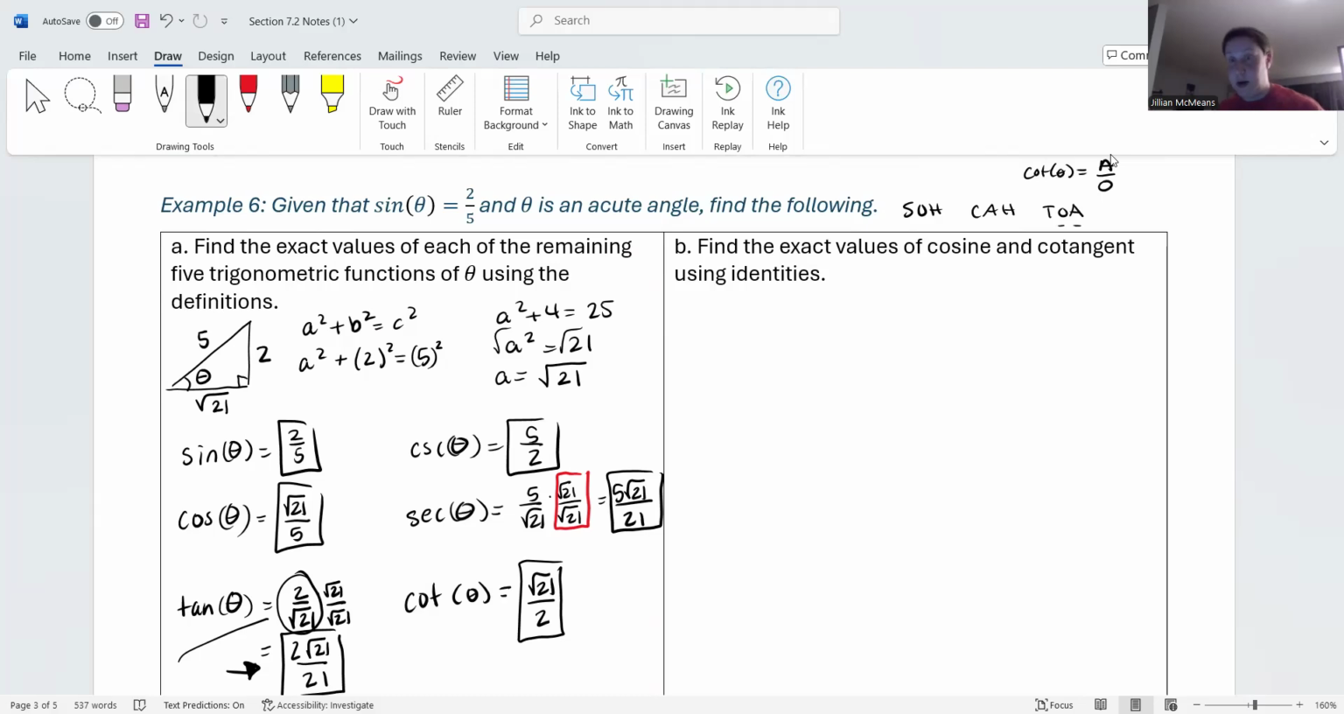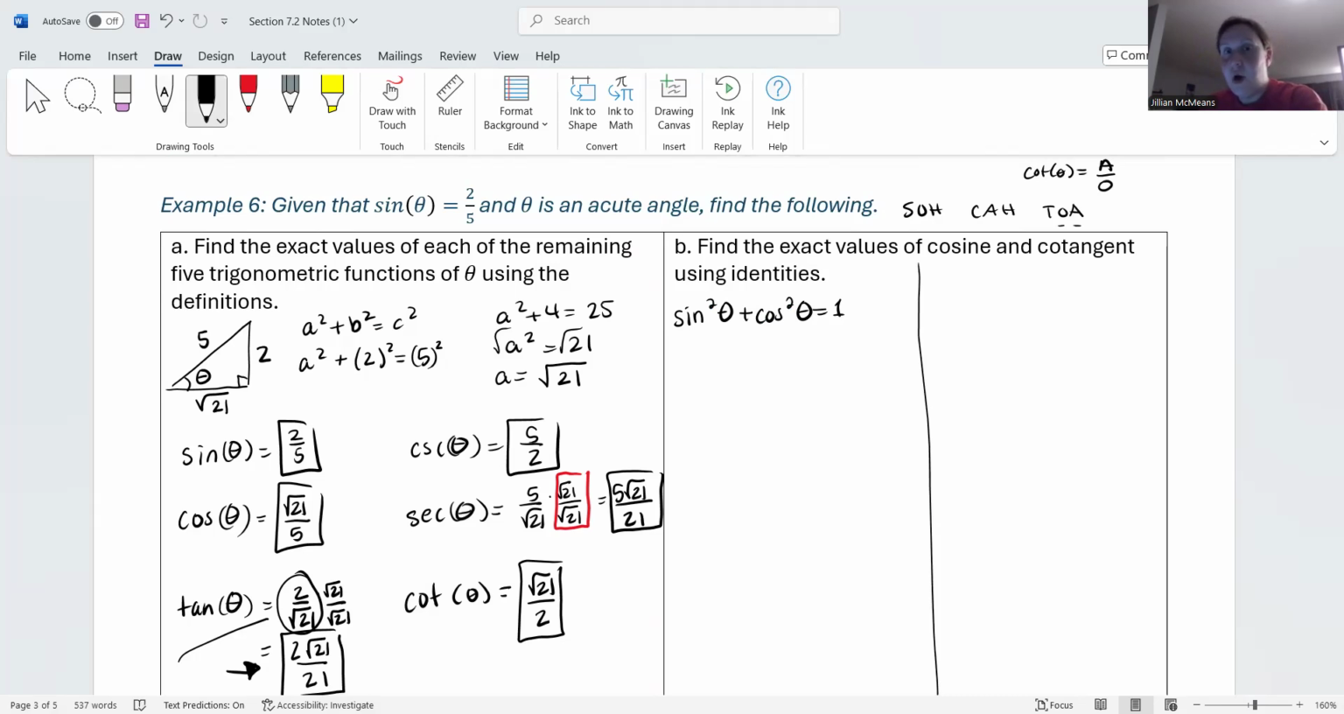Okay, so let's think about this. We have a few different identities that involve cosine and cotangent, but let's go to the Pythagorean identities. So we know that as far as cosine is concerned, sine squared of theta plus cosine squared of theta has to equal 1. I'm just going to split my screen in half.